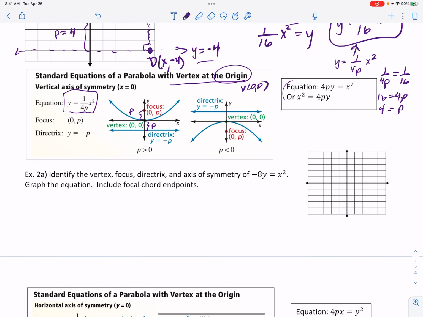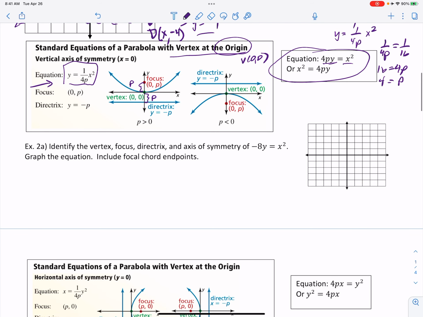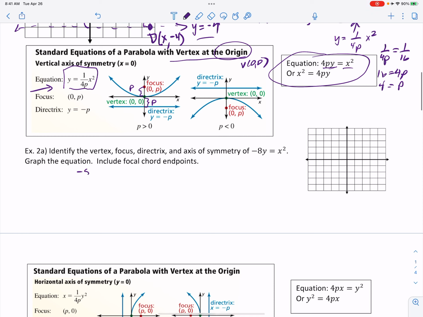By the way, these are some alternate forms of that equation that you sometimes see. They multiply both sides by 4p and they write it in this form. This textbook chooses this form. So we have this equation, -8y equaling x squared. Well, it's not really in the format I want. Divide by -8, and I'm going to write it y equals -1/8 x squared. Same thing, but now it's in that form of y equals 1 over 4p x squared.